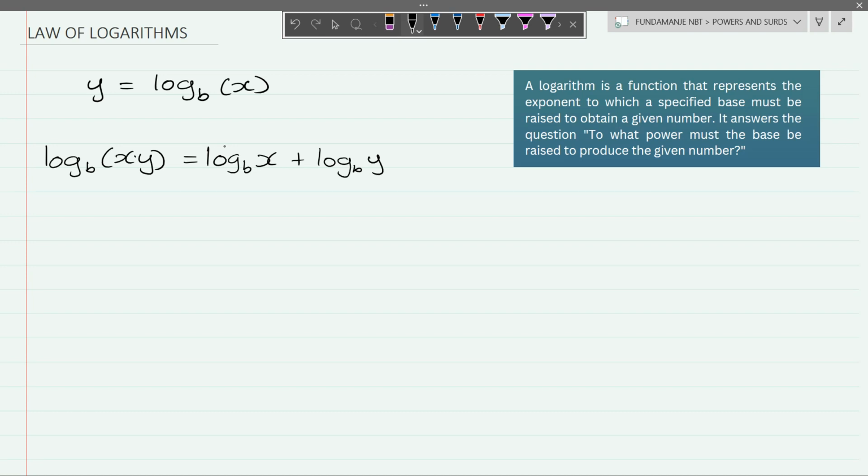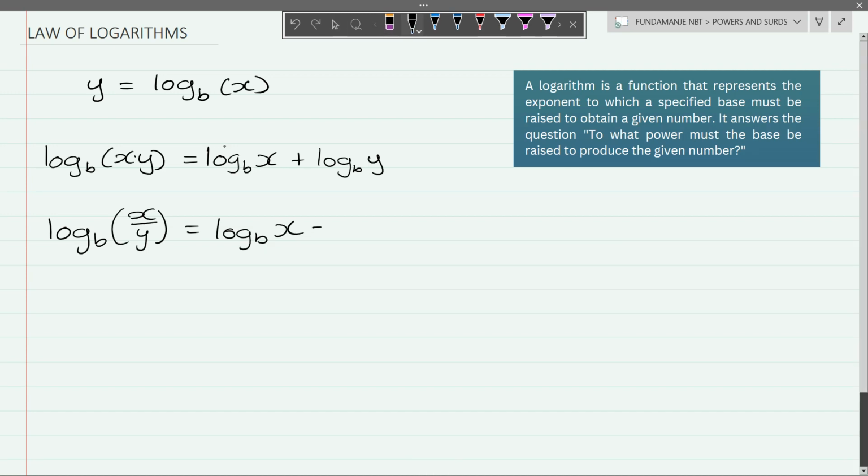Then we have the quotient rule that states log base b of x over y is equal to, as you would guess it, log base b of x minus log base b of y.